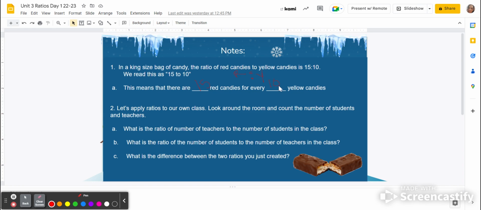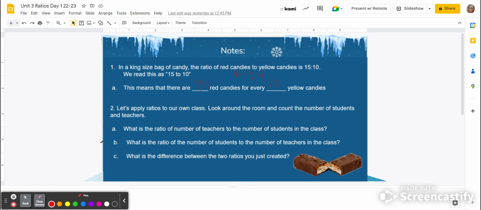So let's apply our ratios in our own class. Well, when we look around, we see how many students and teachers there are. What is the ratio of teachers to the number of students? So you would count, there are approximately 15 students to 2 teachers. And then we're going to switch it around. There is a ratio of 2 teachers to 15 students.